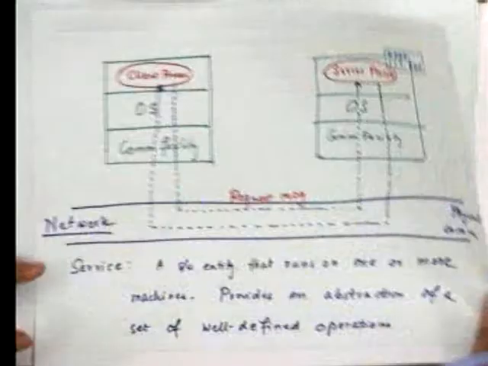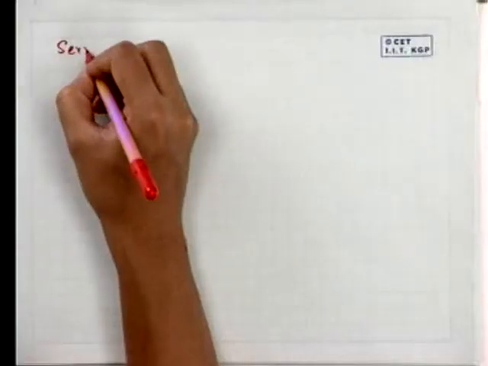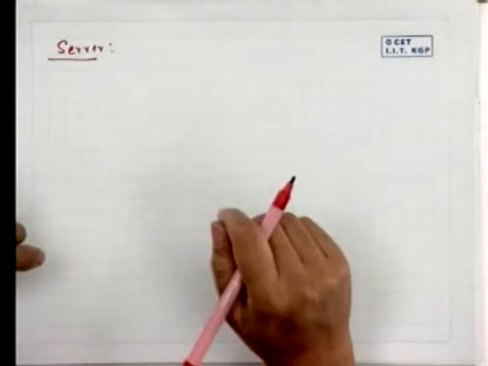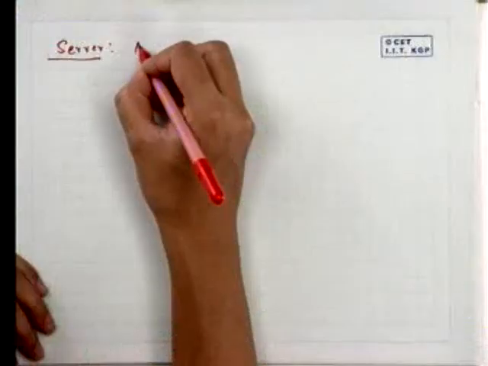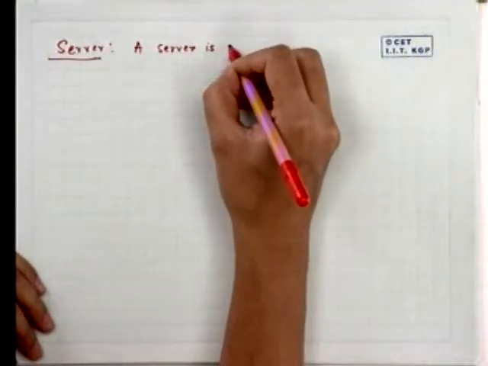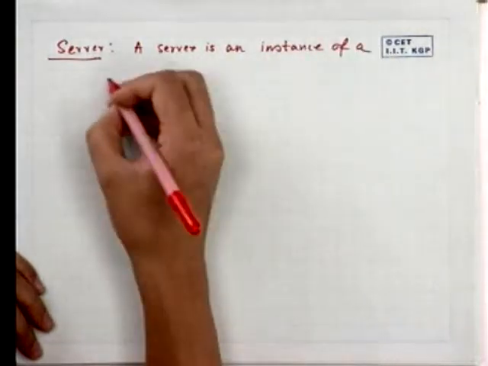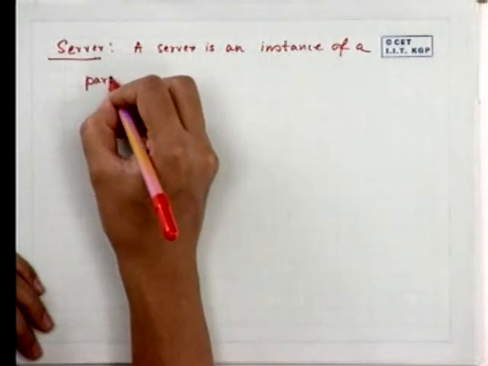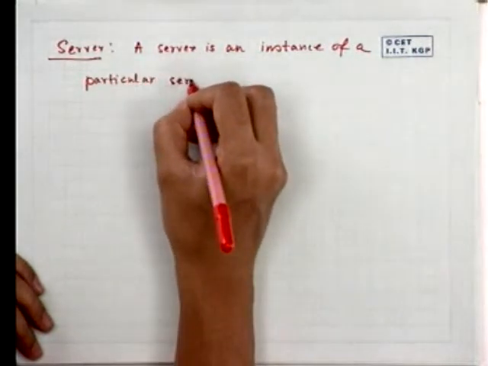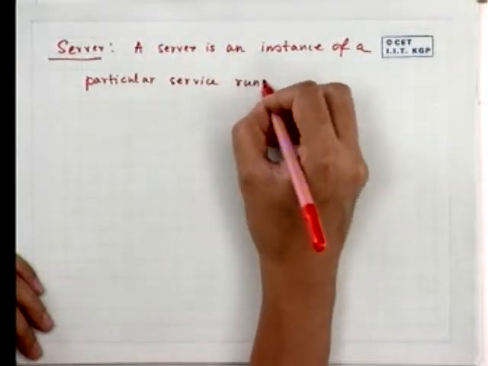Now we are ready to give the definitions of the client and the server. First, we give the definition of a server. A server is an instance of a particular service which is running on a single machine. So a service can be running on one or more machines. A server is a single machine which runs an instance of a particular service.